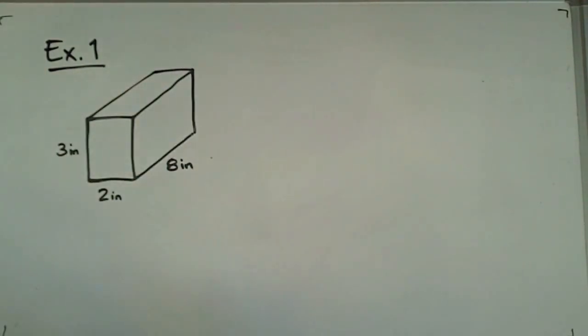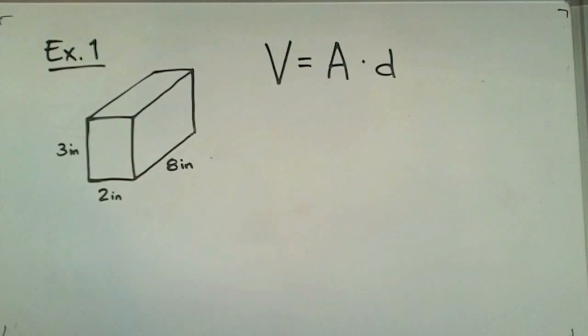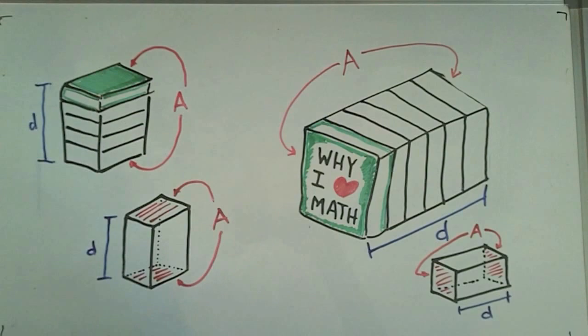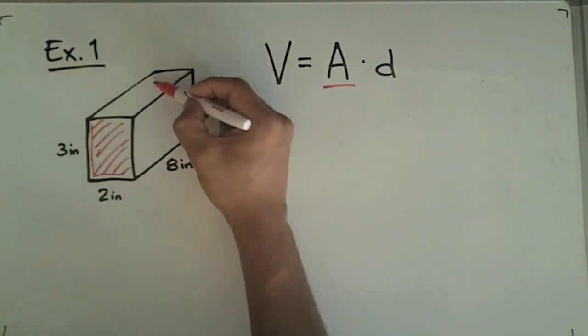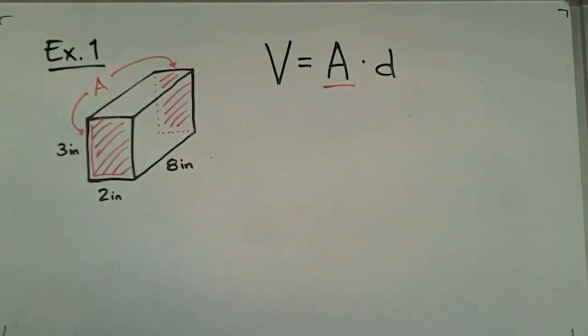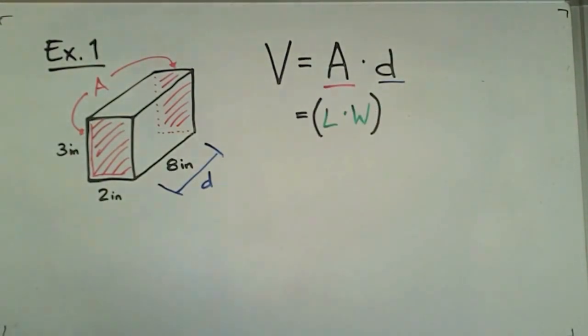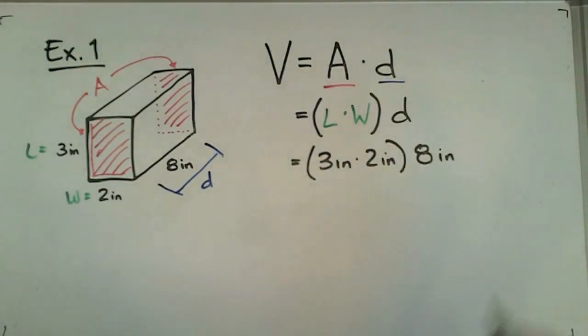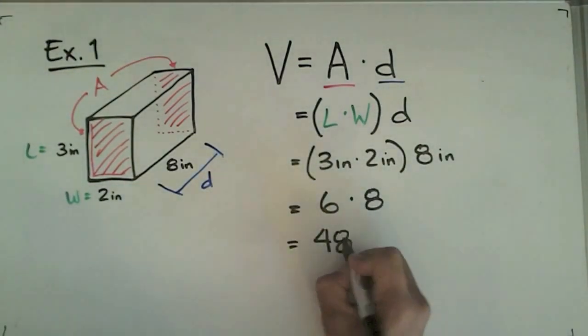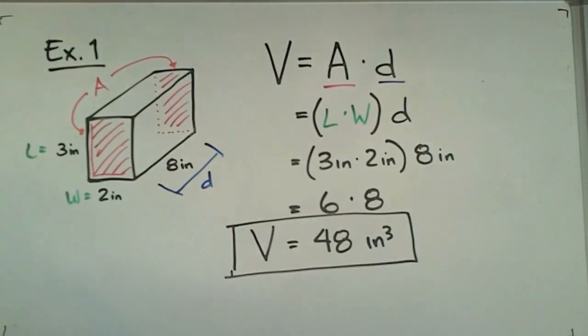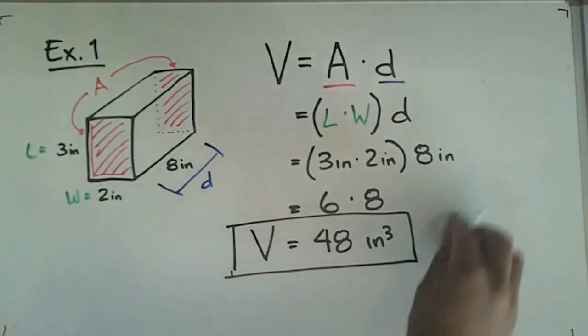Example number 1. We're going to look at a rectangular prism. We're going to use our formula V equals A times D. Now remember what we did before. We looked at a stack of books and we looked at the parallel sides and the depth of that stack. We can do the same thing for this rectangular prism by looking at the areas at the ends, which are parallel and congruent, and then looking at the depth, the distance between those two sides. Now we can put our calculations together. It's length times width, since the area is a rectangle, and then we add in the depth, that distance between. So we have 6 times 8, 48. Make sure you box your answer and put units on your measurements.